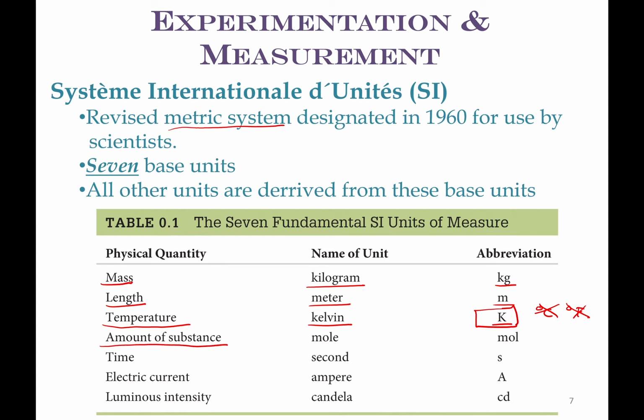Amount of a substance is the mole, mol. Dropping that e saves us a lot of time. Time is the second. Electric current is the ampere, capital A. And luminous intensity is the candela, which is actually based off of candlelight. Now we're not really going to use this one that much. This would probably be used a lot more in physics. I'm not saying it won't come up in chemistry, but probably not as much this semester.